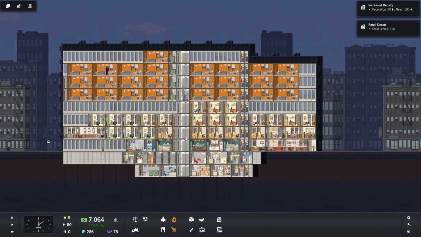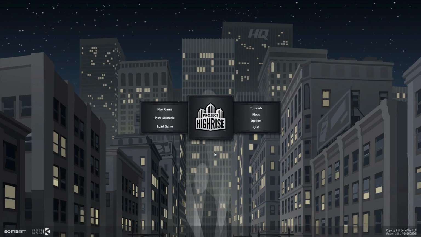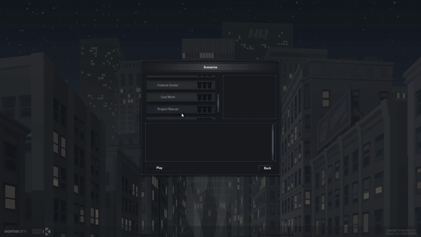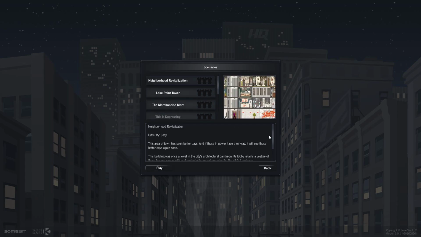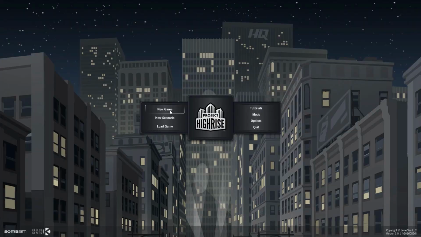And that is actually pretty much what I have learned so far about Project Highrise. So we're going to go back to the main menu. Obviously, there are scenarios that you can play. Like I said before, these set you up with a preset level of difficulty, and they challenge you to take a situation and win from that situation. You don't start from the ground up. There are tutorials, mods, options, and that's pretty much it for it.